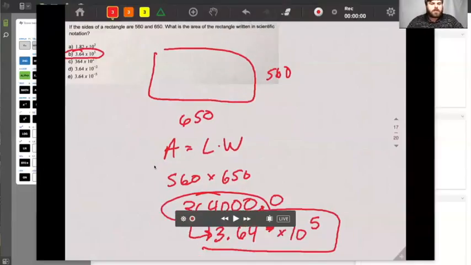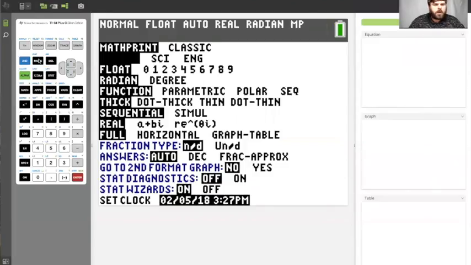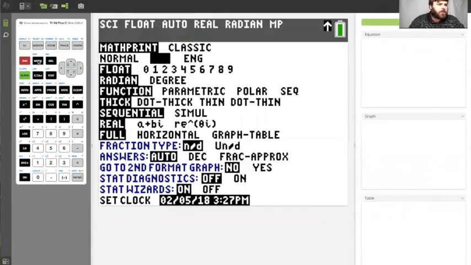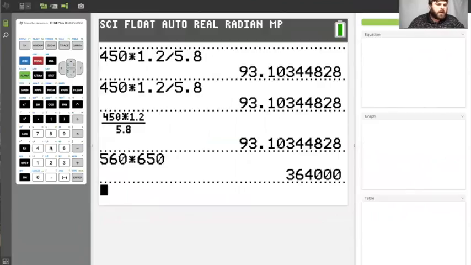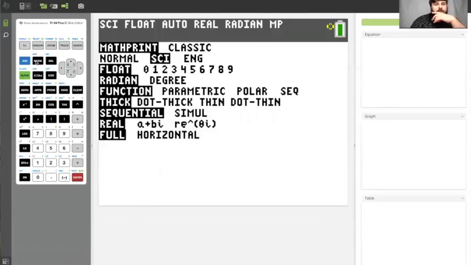Now, let's see about this. If I go to mode, there is a scientific notation mode here, okay? And if I get out of here with second quit, and I do 560 times 650, I hit enter, it's going to give me the answer actually. So 3.64 times 10 to the 5th. You just got to remember that times 10 to the 5th, calculator won't do it. It'll just say E5. So if you remember that, that's really cool. Super easy way. It just takes a second.